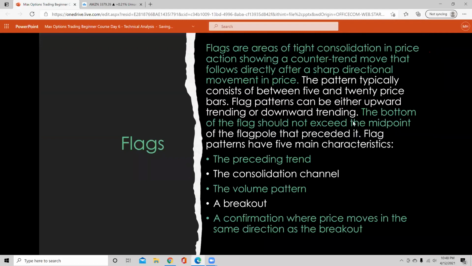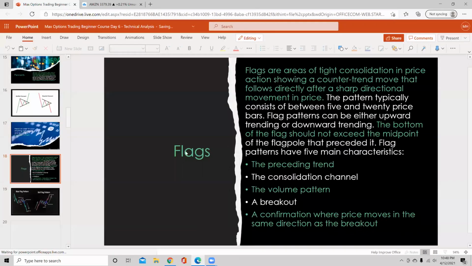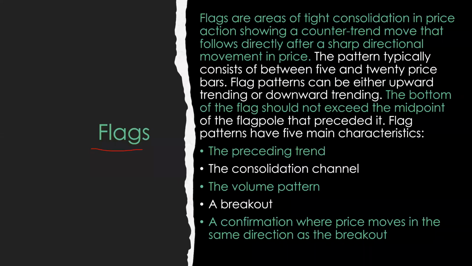All right, let's talk about flags. All right, moving on. Flags, another continuation pattern. This is a pattern of tight consolidation and price action showing a counter-trend move that follows directly after a sharp directional movement. The pattern typically consists of 5 to 20 price bars. Now, price bars is going to be based upon the time frame that you are looking at. So intraday, you might be on the 5-minute or 15-minute. If you're a swing trader, you might be looking at the 4-hour or the daily. Flag patterns can be either upward or downward trending.